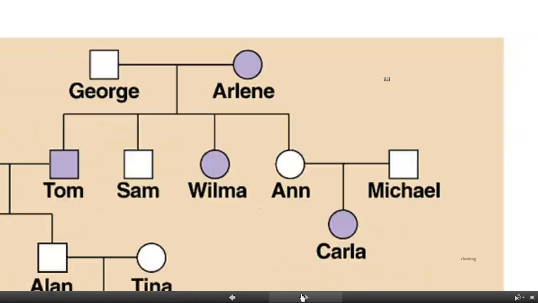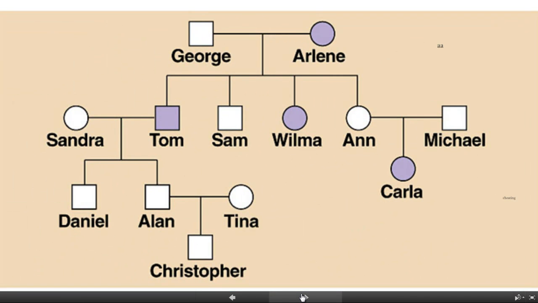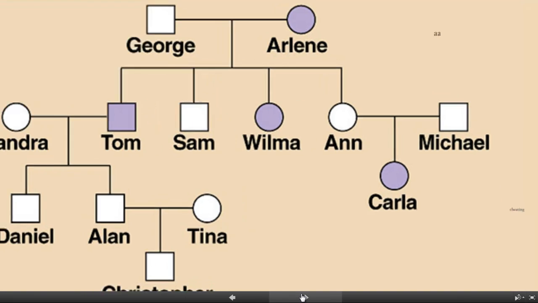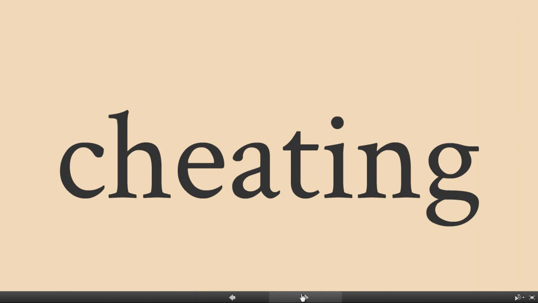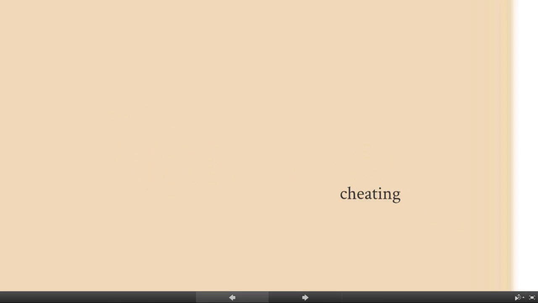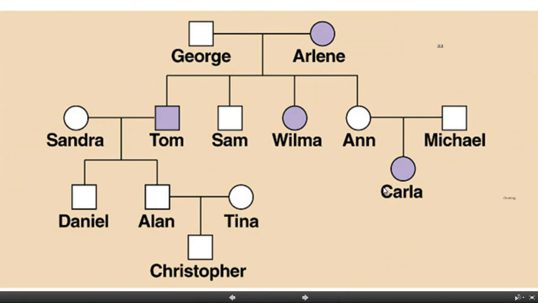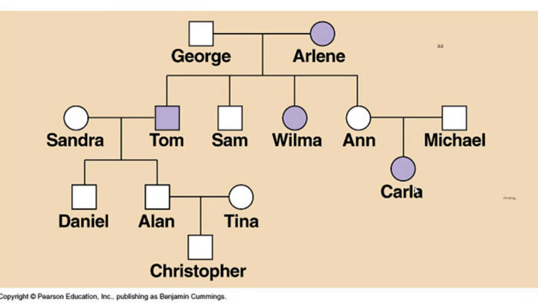Now, obviously, this can't be the case because they've produced a child that has the condition. So this tells us, unfortunately, in this instance, that Anne must have been cheating, because otherwise there's no way they could produce Carla. She must have procreated with an individual who had the condition and therefore passed it on to her child.